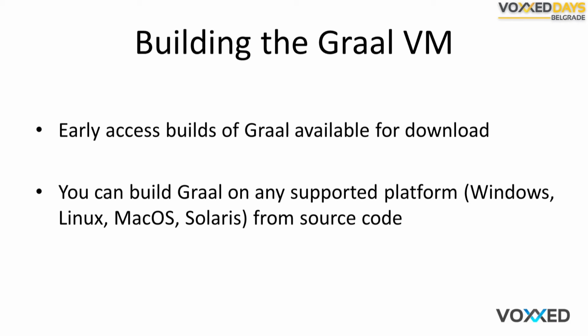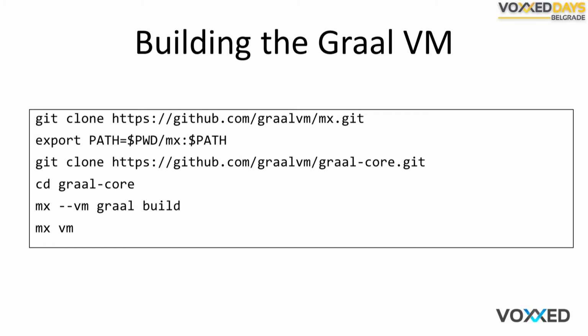Yeah, as we mentioned, early access builds are available for Graal, so you can download it, you can try it out. And you can also build it yourself. There is a very convenient tool that you can use for that purpose. And that tool is called MX. It's provided as a separate project, and this is basically how you can use it. You need to clone the MX repository. You need possibly to export the MX tool so you can use it from anywhere.